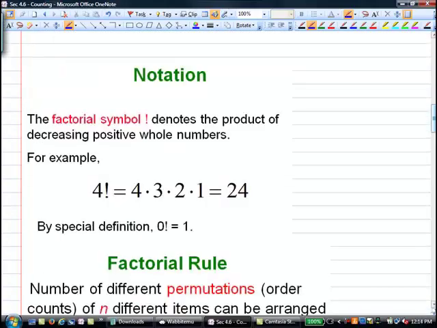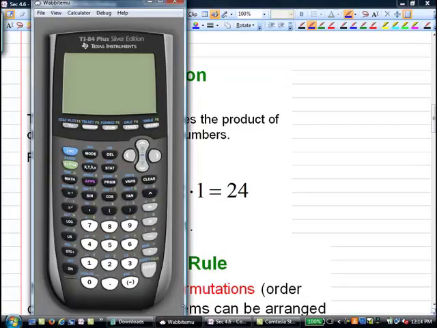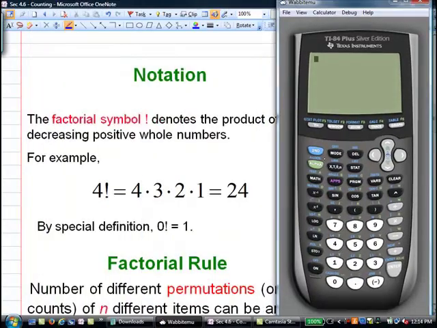Have y'all seen the exclamation point on calculators? On your calculator, it's a little hidden if you have the graphing calculator like this. If you hit math and then go over to probability, you see right there the little exclamation point? That's called a factorial. In order to use the factorial, first you have to put a number on your home screen, then you hit math, probability, and 4 will get you the factorial.